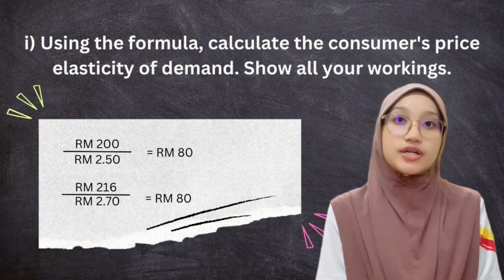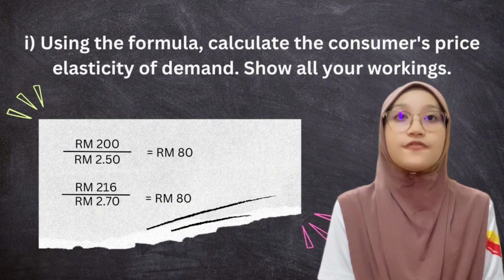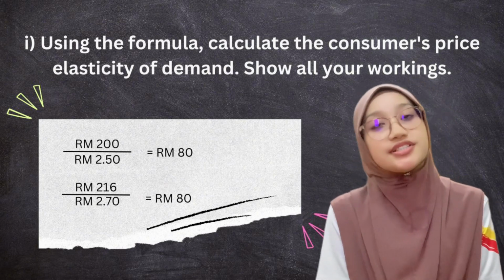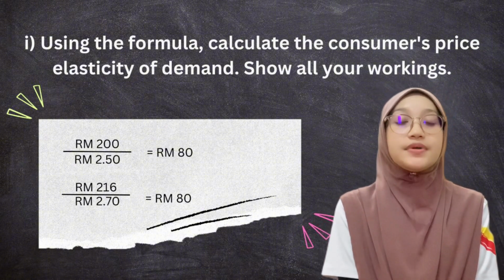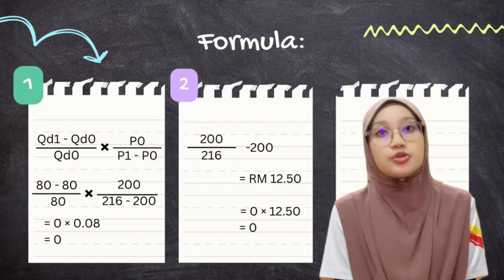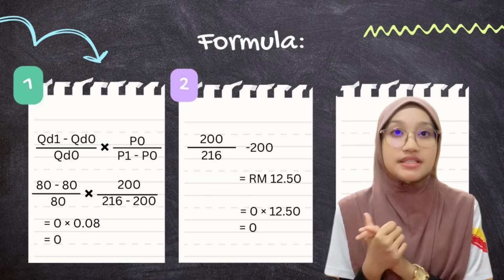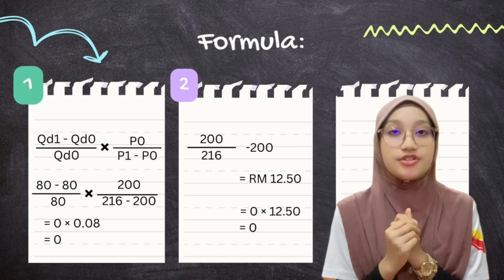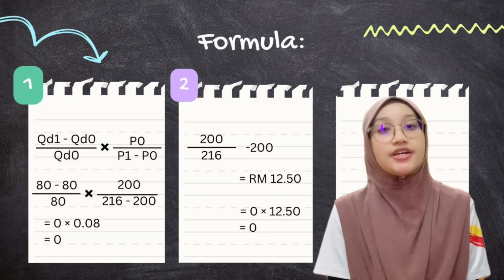Show all your workings. Rm 200 divided by Rm 2.50 equals 80. Rm 260 divided by Rm 2.70 equals 80. The basic formula is quantity demanded 1 minus quantity demanded 0, divided by quantity demanded 0, multiplied by price 0 divided by price 1 minus price 0. And the numbers are 80 minus 80 divided by 80.